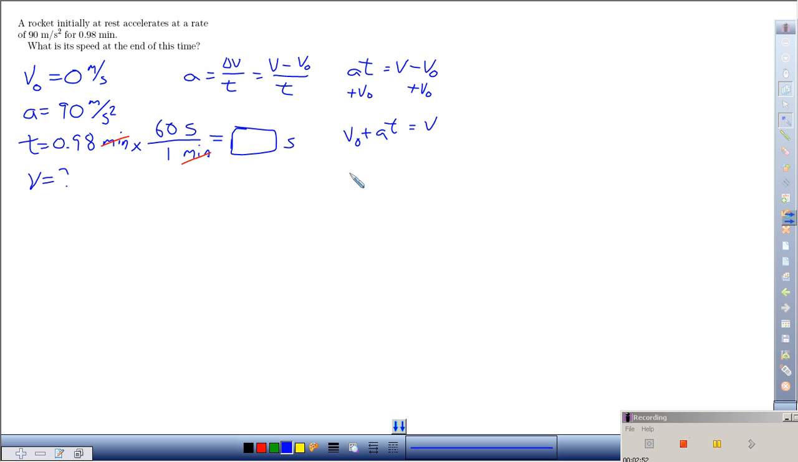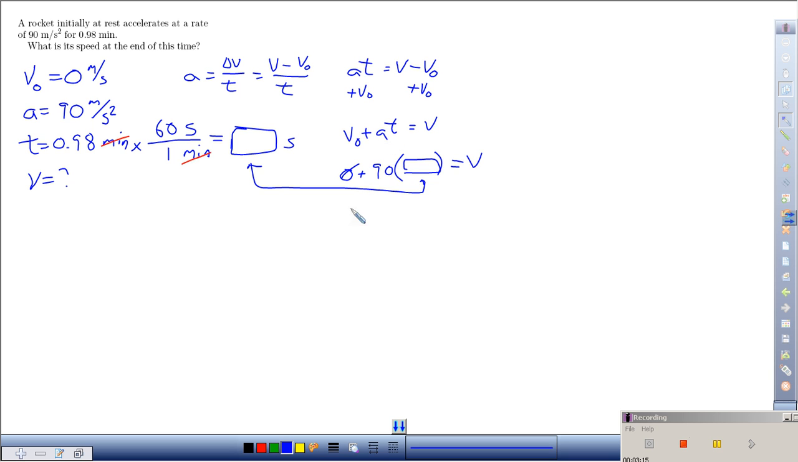So my initial velocity was 0 plus my acceleration, which is 90, times my time, whatever that was, in seconds, equals my final velocity. So I don't really care about that. So it's just going to be 90 times this number here, which goes right there. And that'll give me my final velocity. My initial velocity was in meters per second. Well, that's 0 anyway. It doesn't matter.